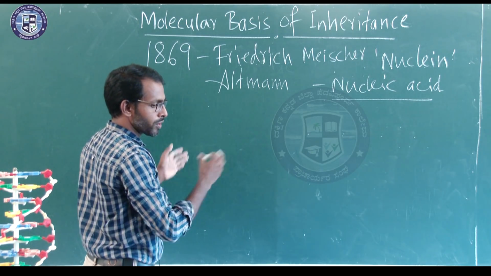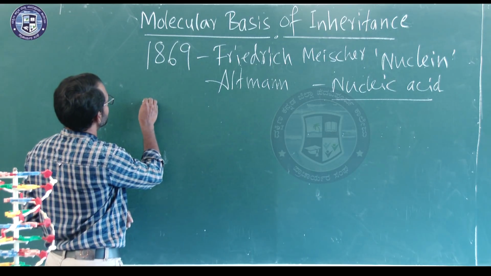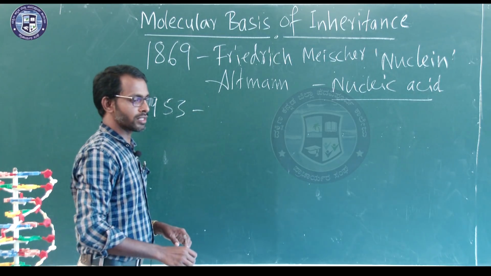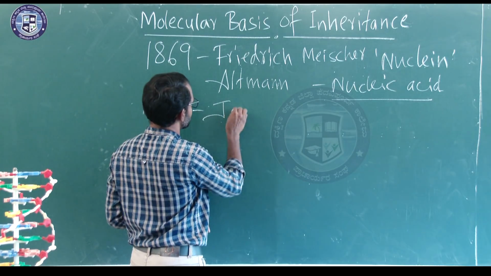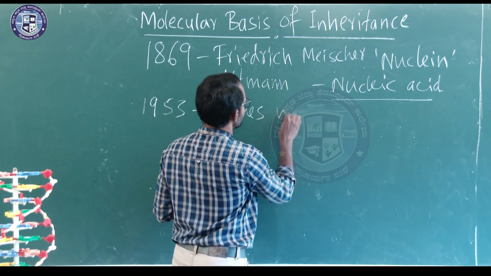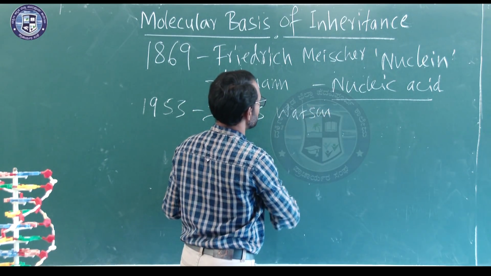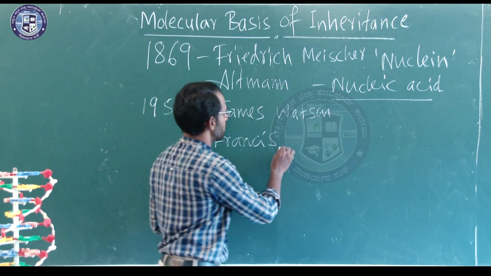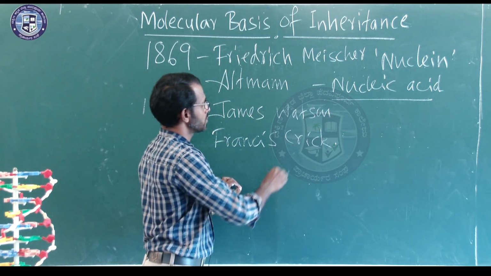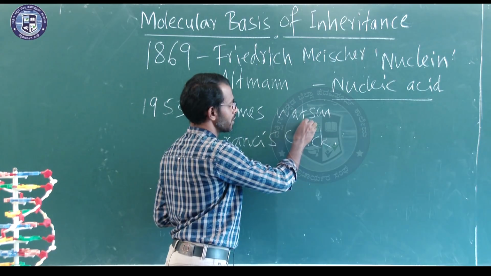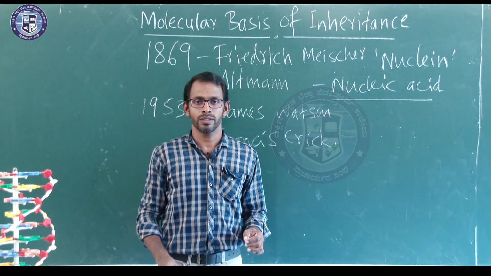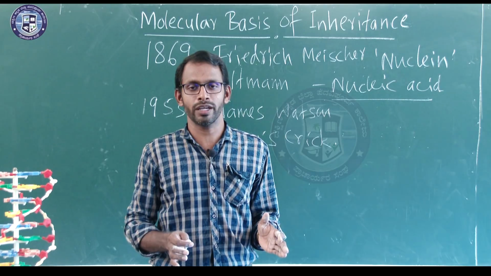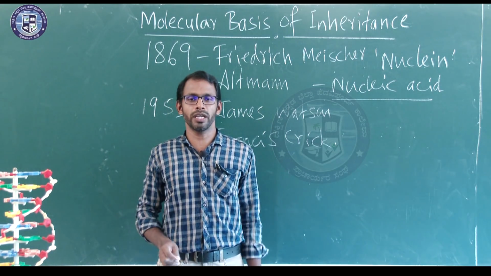Almost a century later, in the year 1953, two great scientists, namely James Watson and Francis Crick, simply Watson and Crick, proposed a very fascinating but simple structure of DNA called the duplex model of DNA.